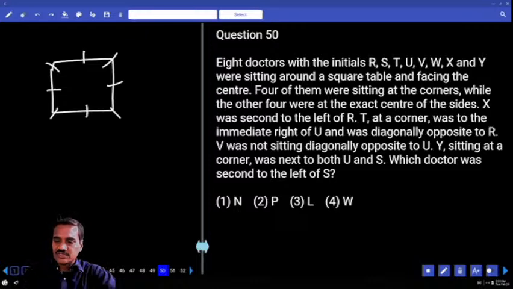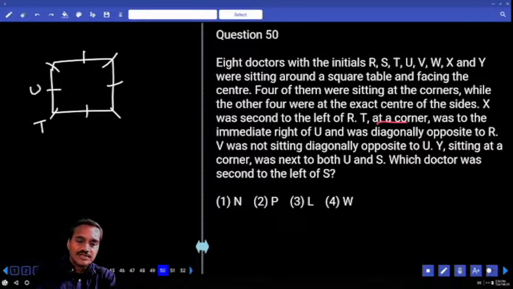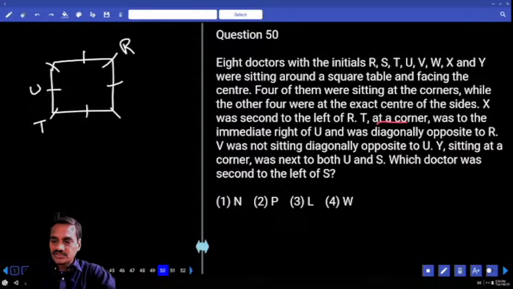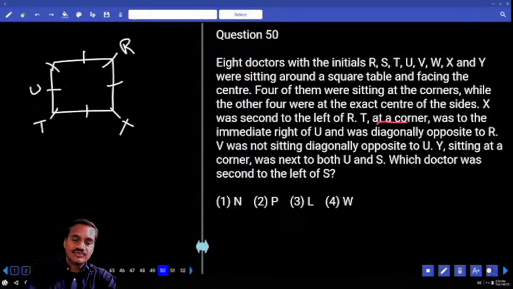And X was second to the left of R. T at a corner was to the immediate right of U. Now where is this T? T is here. T is to the immediate right of U. And T was diagonally opposite to R. R is here. If R is here, X is seated second to the left of R, X is at this place. And V is not sitting diagonally opposite to U, V cannot be at this place.